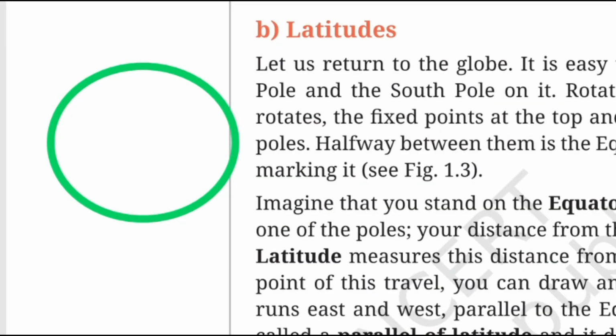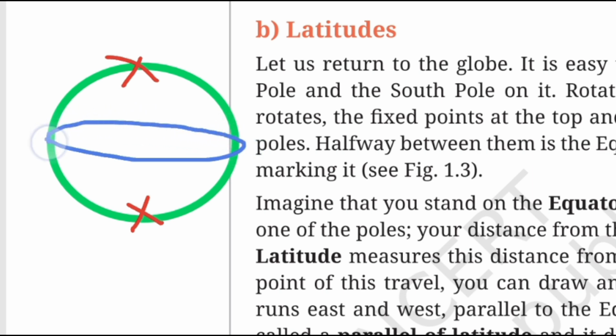So this is the earth. Here it is the North Pole and here it is the South Pole. Now you can see a line at the middle, that is the equator. That line is passing from the back side, just continuing like this. This is encircling the earth.